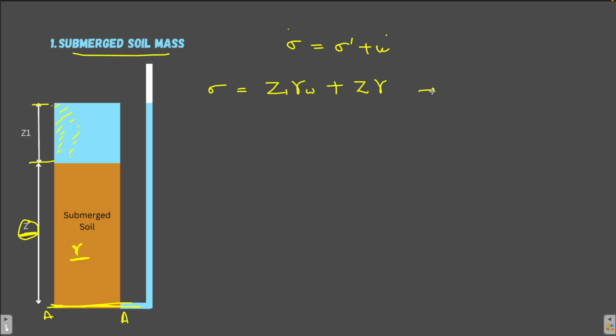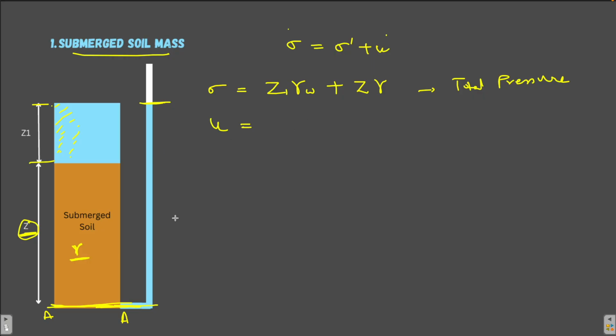Now let's calculate the pore water pressure at this level AA. How to calculate this? We have inserted the piezometer over here. A piezometer is a pipe just inserted at the level, and we will check what the level of water is. Whatever the height of water is, if you multiply it with the unit weight of water, you will get the pore water pressure.